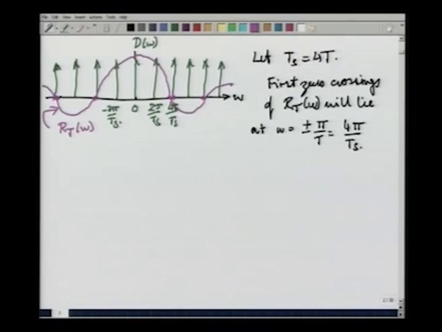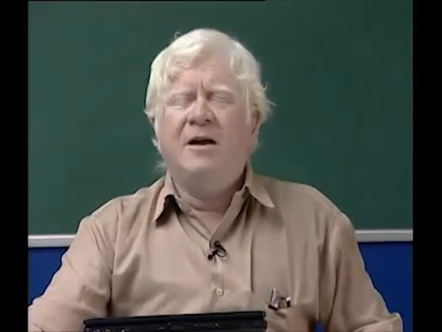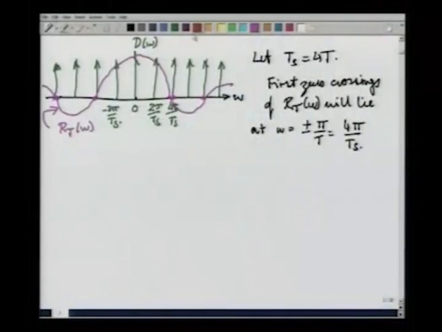Now remember that we don't convolve these two functions, we multiply them. When you multiply them, all that happens is that the impulses in d omega get appropriately modified in amplitude by the value of RT of omega at that respective place. So you get new vectors. We will just draw them over here in, say, blue.